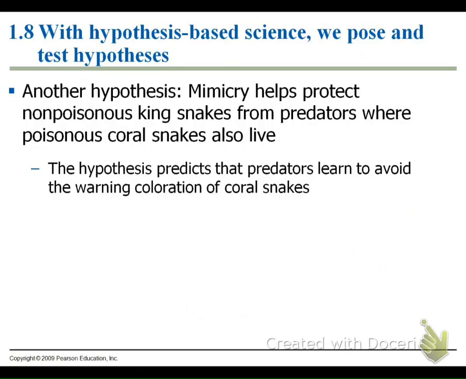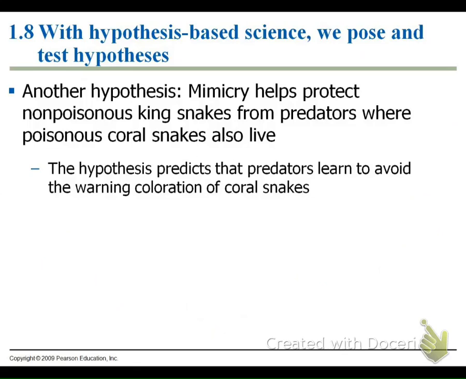Section 1.8 in your book proposes an interesting hypothesis and discusses an experiment that was conducted to test it. I want you to read it. You have to sit with it a little bit and try to figure out exactly what was going on. The whole hypothesis they're testing here is that mimicry, or one organism looking like another organism, can actually have an advantage. There are poisonous snakes and non-poisonous snakes, and if the non-poisonous snakes have evolved to look like the poisonous snakes, then they survive better in that ecosystem because the would-be predators know to leave them alone because they look like the poisonous snake.